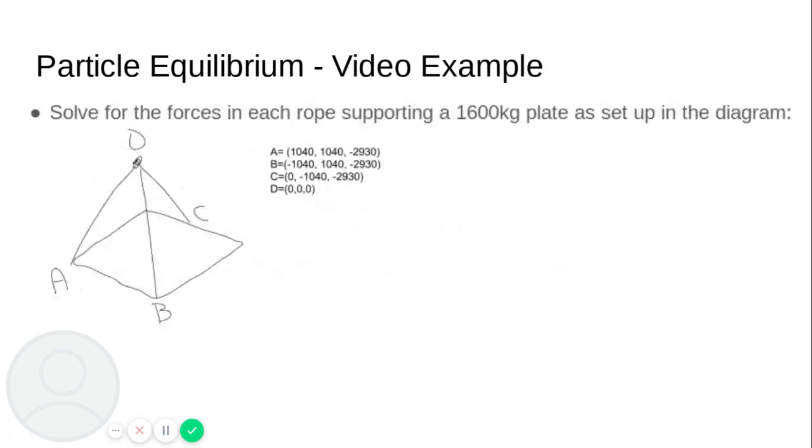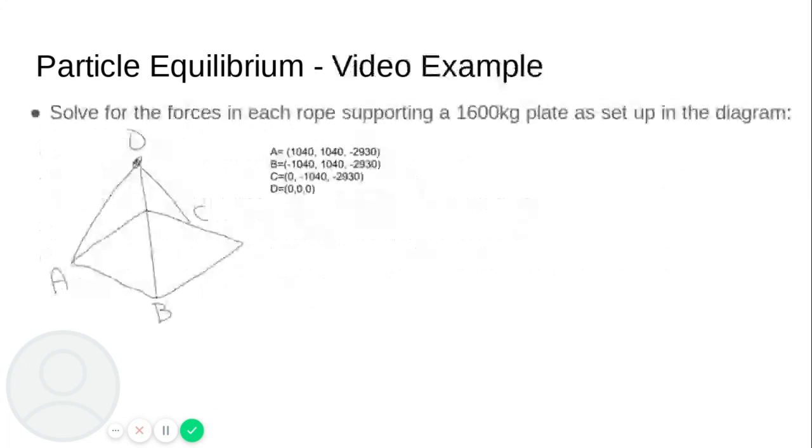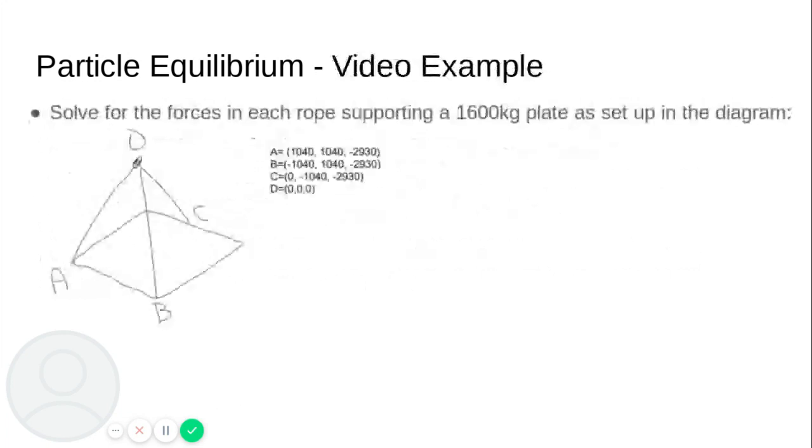So really we can skip the first two questions, or two points on the procedure. Just to note that A and B are on the corner of the plate, and C is on one of the middle of the edges. So there is also an extra example, which is a bit more trivial, but first we'll go over this example here.